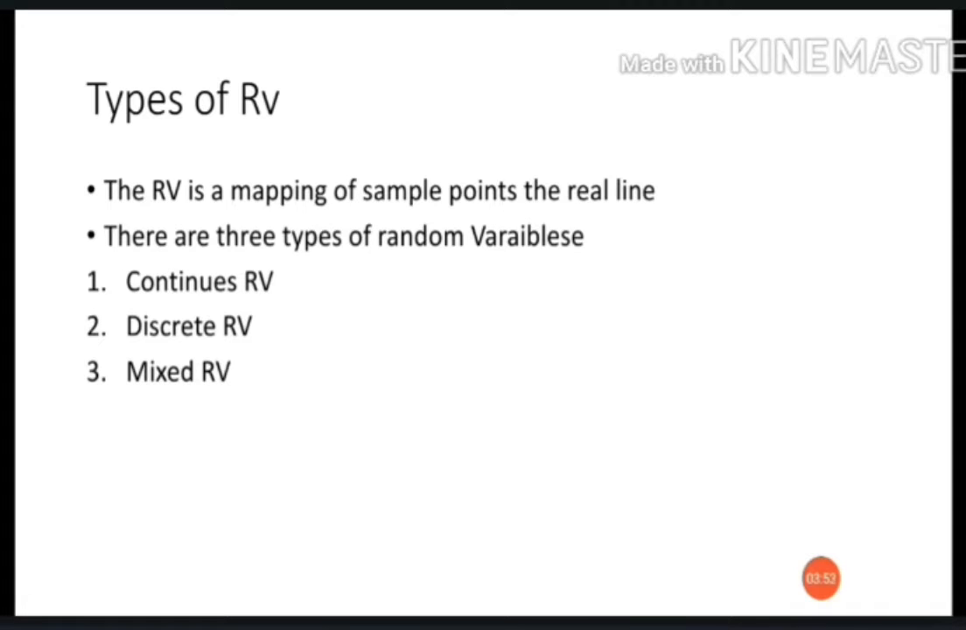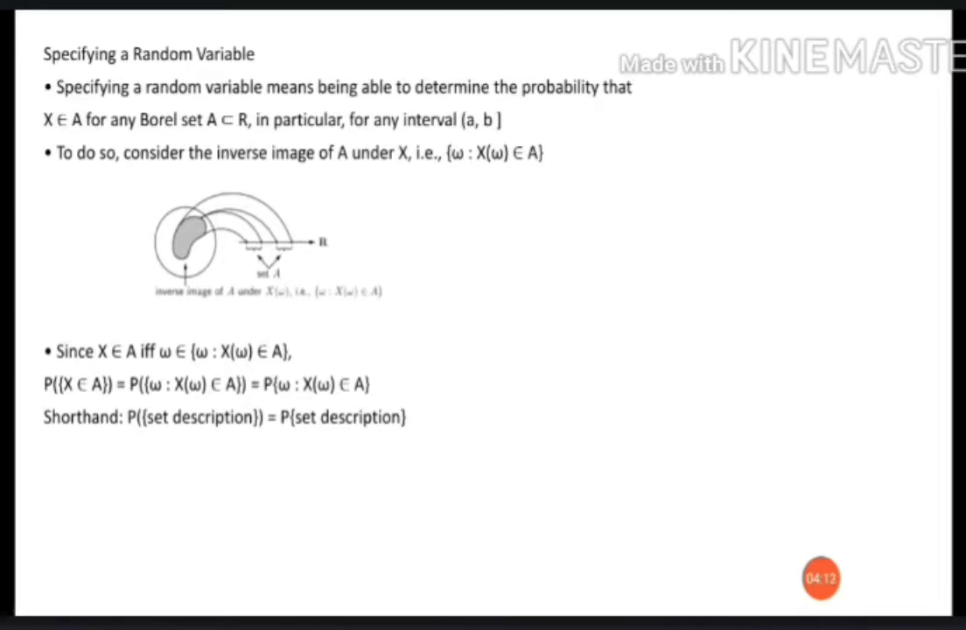And we have a classification of random variables. Random variables are classified according to the sampling instance: continuous random variable, discrete random variable, and mixed random variable. The mixed type includes both continuous and discrete values. Specifying a random variable means being able to determine the probability that x belongs to a set A, for a Borel set A in R, in particular for an interval A to B, which includes B.